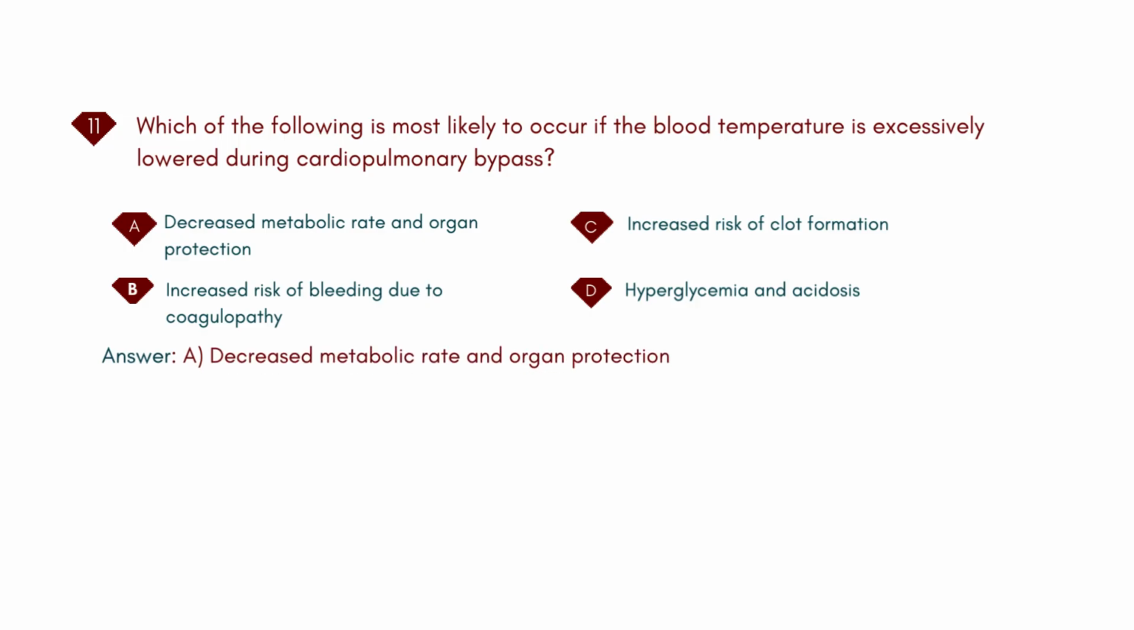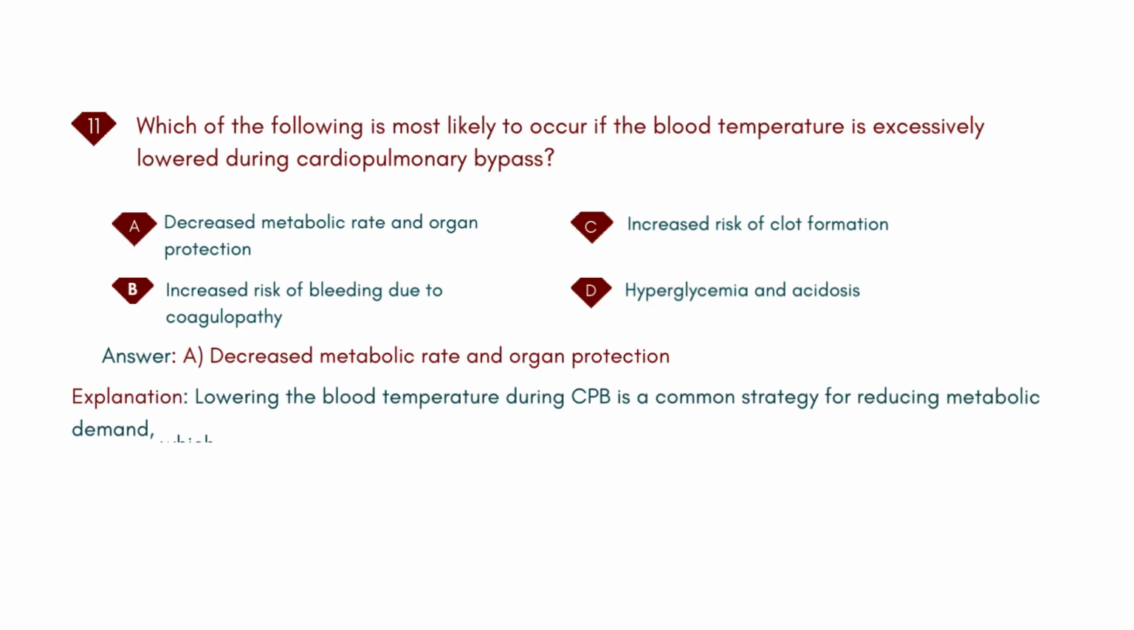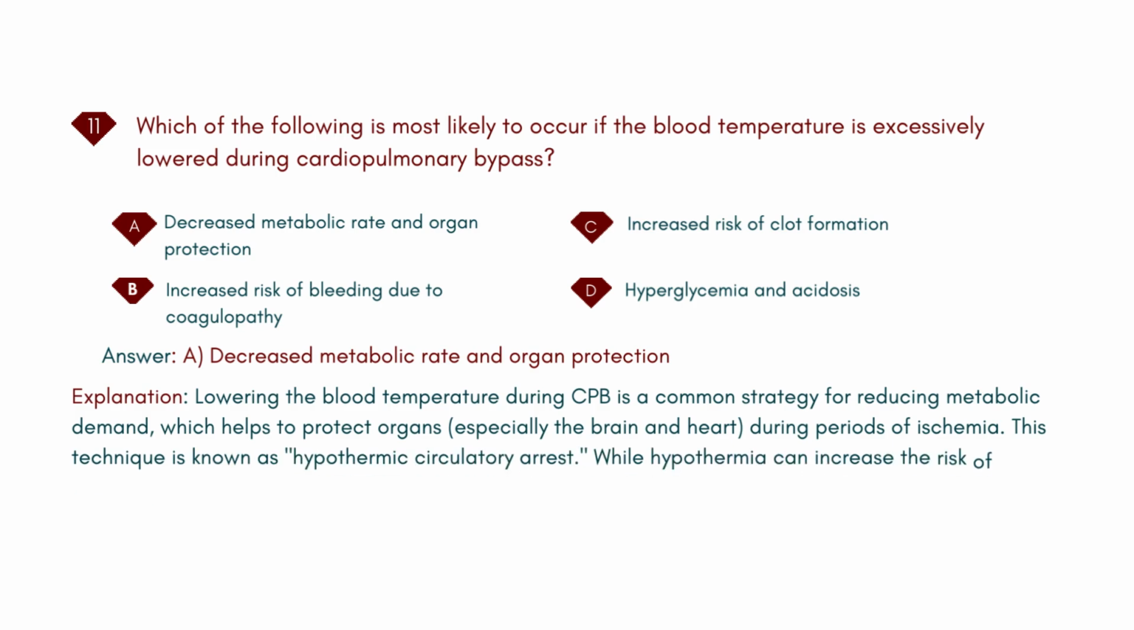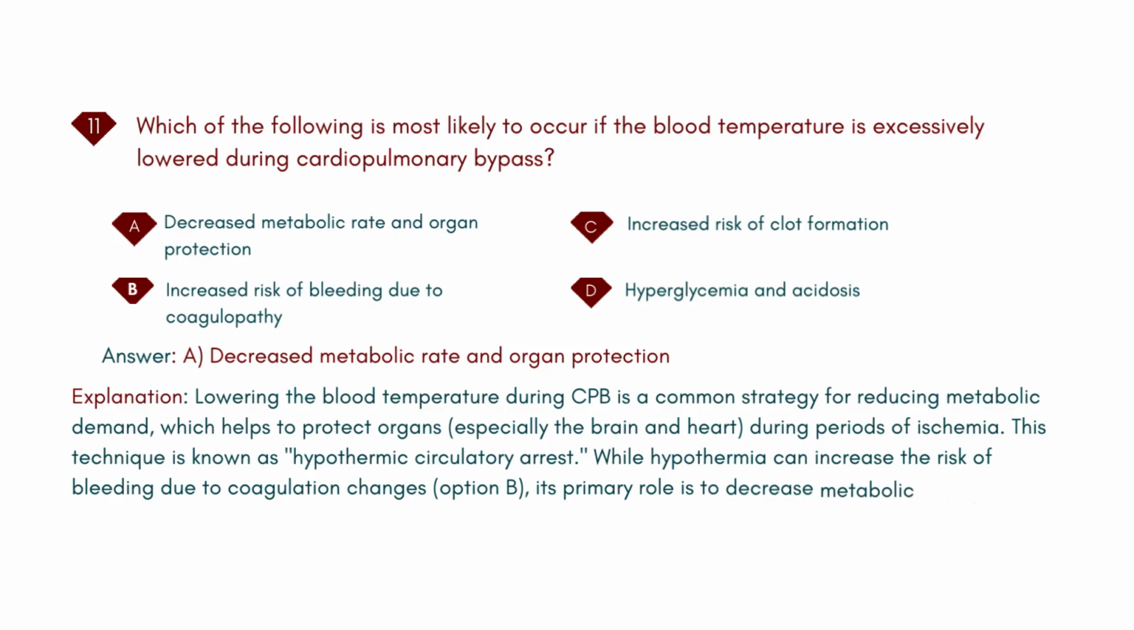Decreased metabolic rate and organ protection. Explanation: lowering the blood temperature during CPB is a common strategy for reducing metabolic demand, which helps to protect organs, especially the brain and heart, during periods of ischemia. This technique is known as hypothermic circulatory arrest. While hypothermia can increase the risk of bleeding due to coagulation changes, option B, its primary role is to decrease metabolic activity and offer organ protection, making option A the best answer.